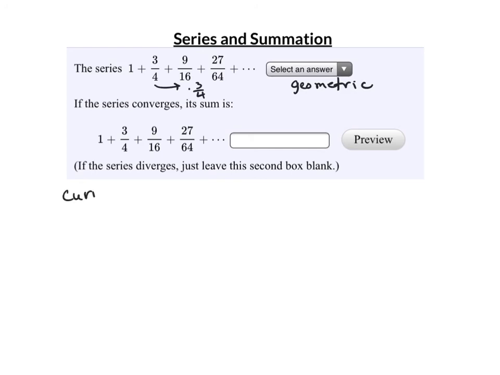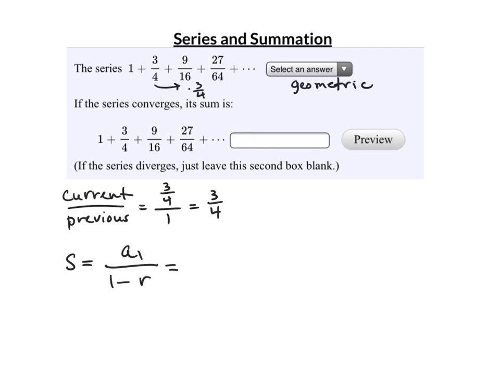Remember, it's current divided by previous, which is 3/4 divided by 1, or 3/4. So the sum of an infinite series is a sub 1 divided by 1 minus the common ratio. So the first term over 1 minus 3/4. Put this in the calculator, and the result is 4.